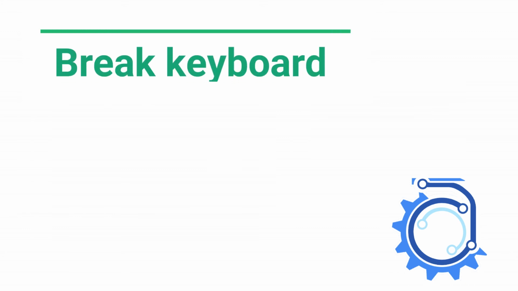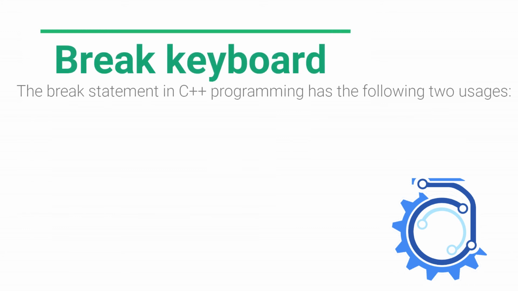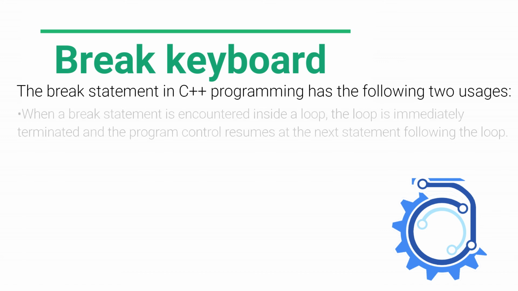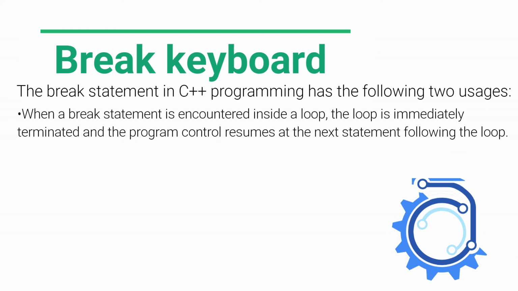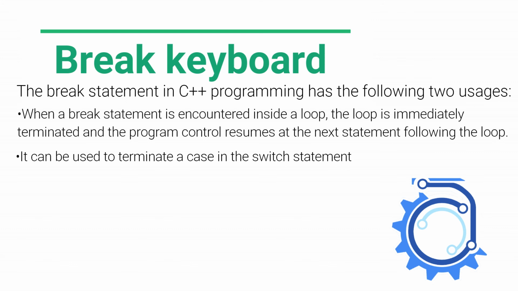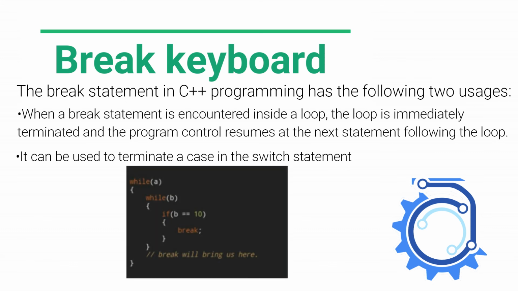Break keyword. The break statement in C++ programming has the following two usages. When a break statement is encountered inside the loop, the loop is immediately terminated and the program control resumes at the next statement following the loop. It can be used to terminate a case in the switch statement. This is the following scenario of break.